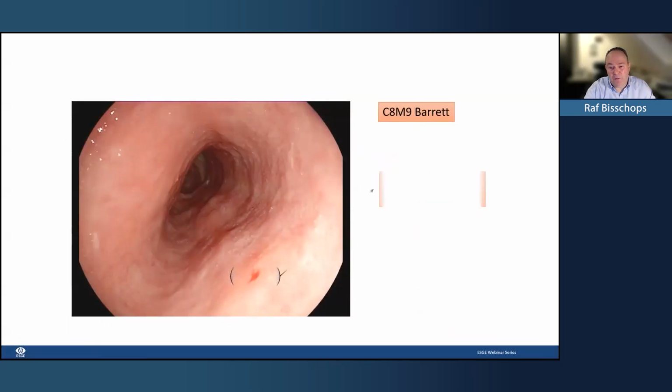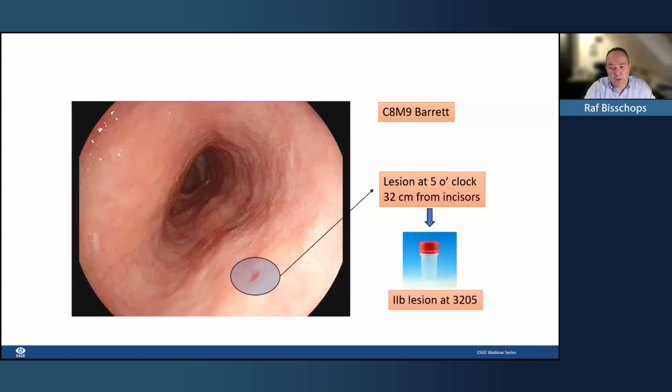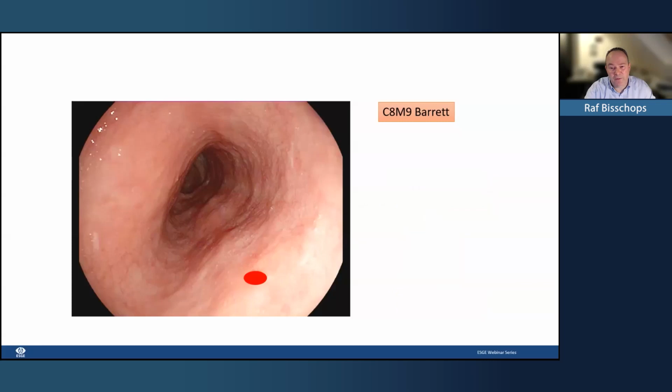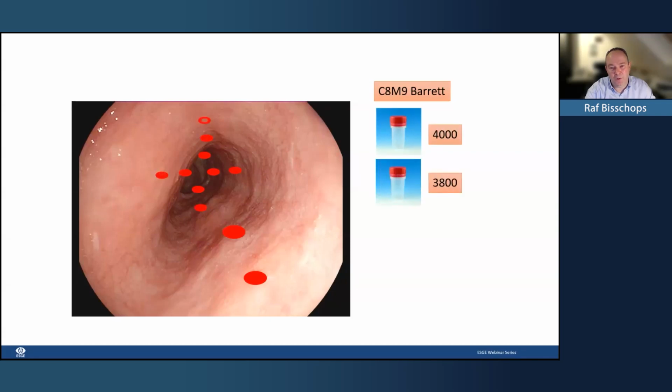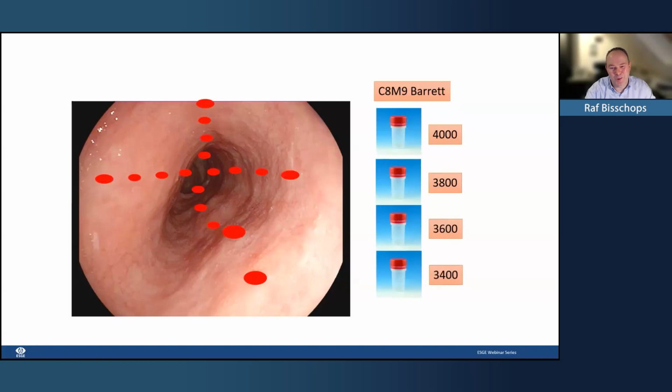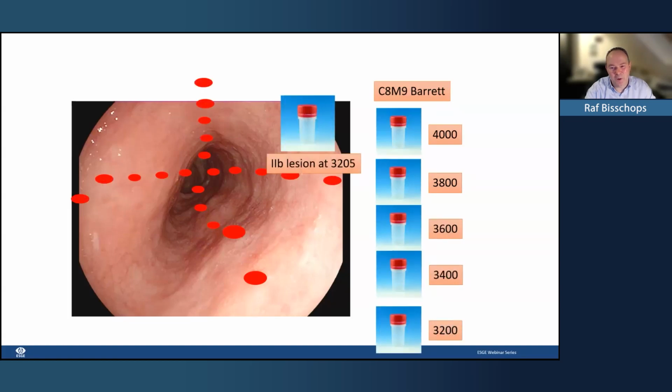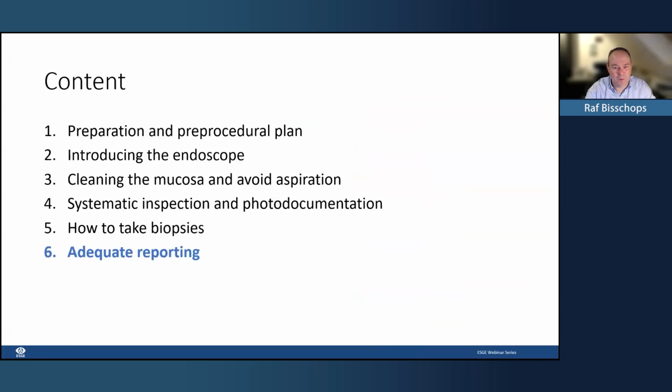So for a Barrett's, if you see a lesion, you report it, take a biopsy at 5 o'clock at 32, it goes in a container 3205. There's another lesion here, goes into container 3405, and then you have to start this tedious Seattle protocol in the C8 and 9 Barrett's, where you take 4 quadrant biopsies every 2 centimeters, and they go into different containers. So that means a lot of containers for the pathologist to analyze. But I think this is the way we should do this to get a real full mapping of this Barrett.